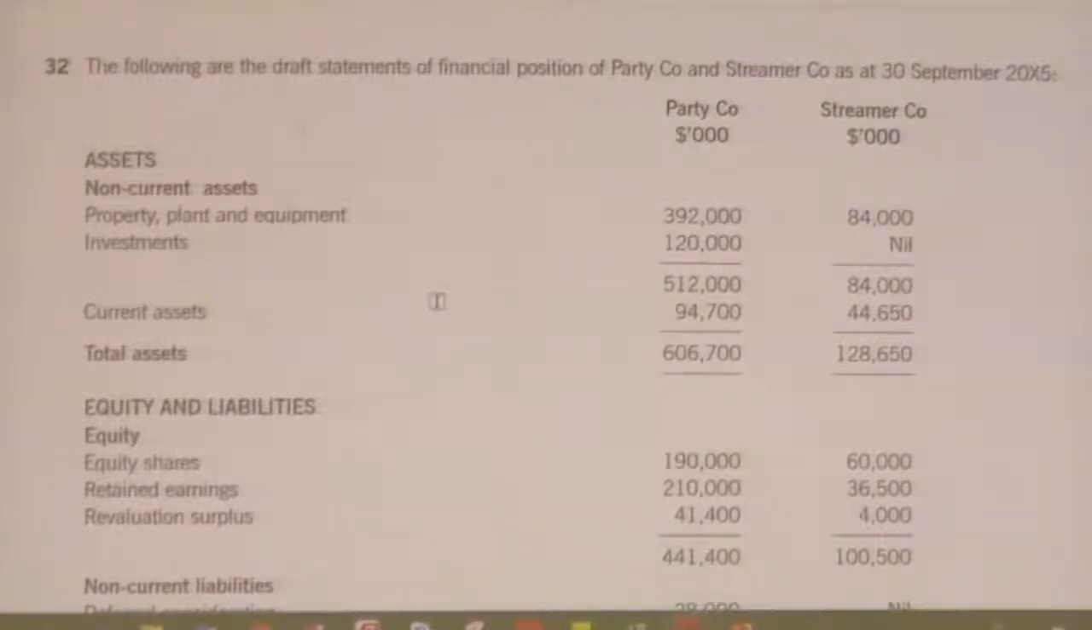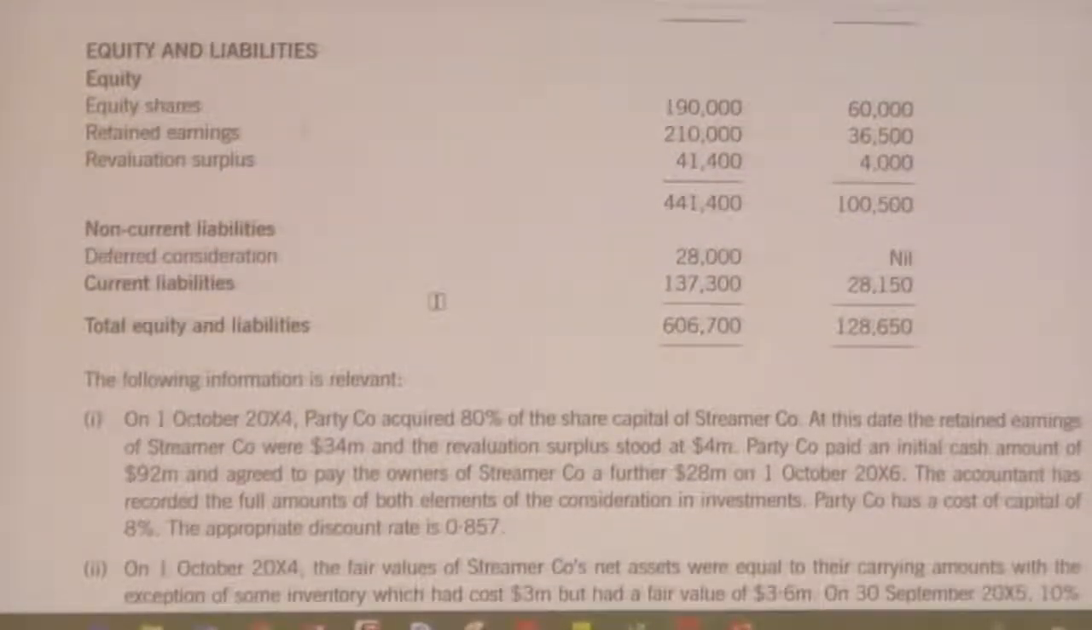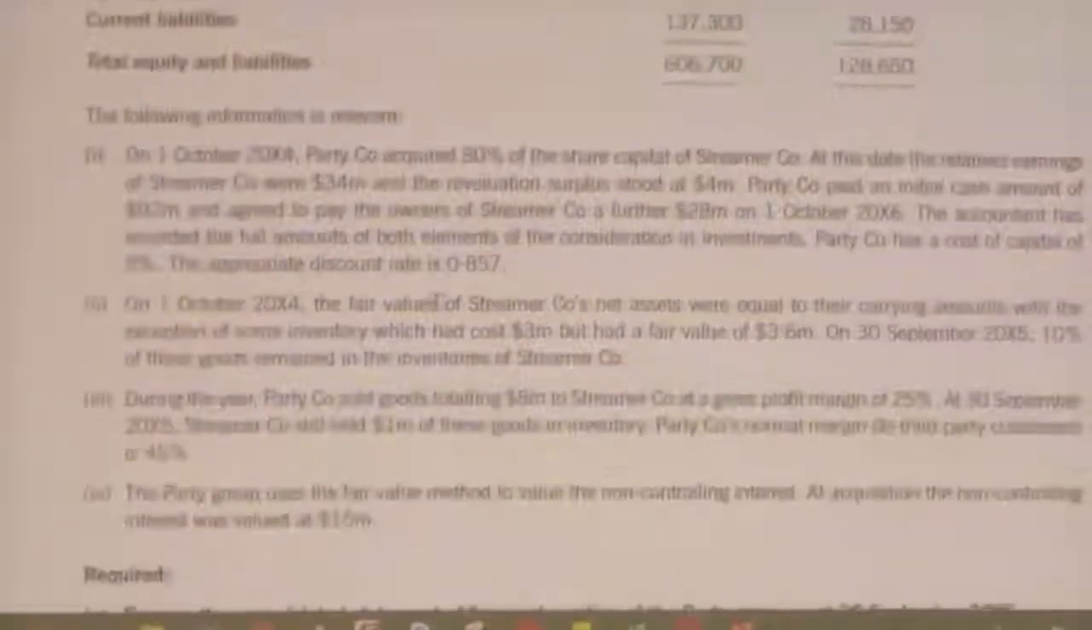Equity shares, retained earnings and revaluation surplus, right? A very basic balance sheet. Then you have non-current liabilities, deferred consideration, and current liabilities, right? Total equity and liabilities you have. So this is a very simple balance sheet again, right? Fine. So this information also you have to deal with, right?